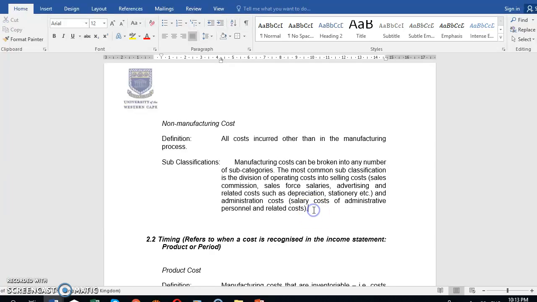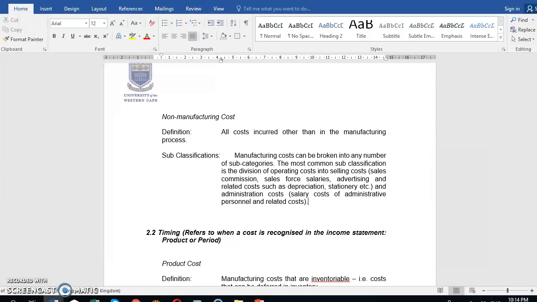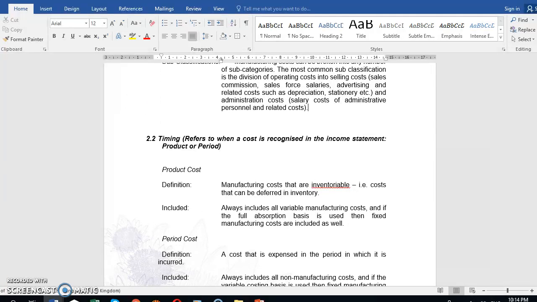non-manufacturing costs. So costs that you need to produce a product are manufacturing, and costs that you don't need to produce a product are non-manufacturing. These are just some examples: sales commission, sales force salaries, advertising, depreciation, administrative costs, like just salaries of the administrative personnel, as well as related costs. The important classification is to know what a manufacturing cost is and what a non-manufacturing cost is.